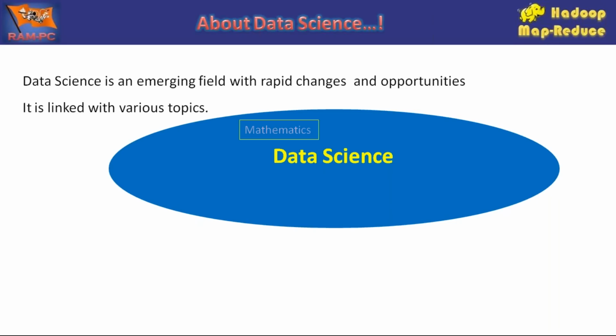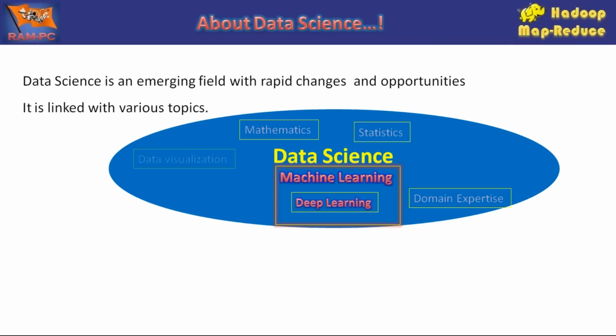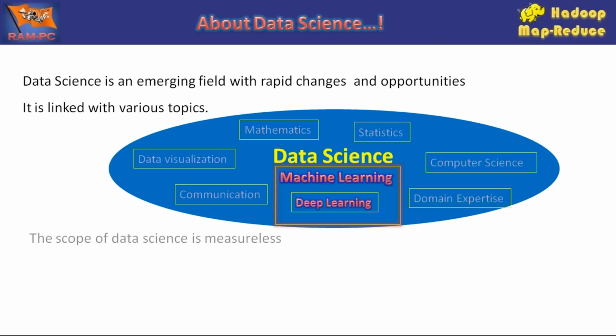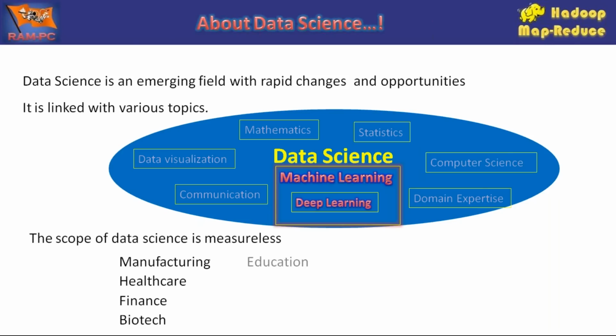Here there are so many things connected to data science: mathematics, statistics, machine learning, deep learning, domain expertise, visualization, communication, and finally computer science. The scope of data science is, of course, anywhere. I will give you an example: whether India will win the World Cup or not this year. That is also a prediction, one concept of data science.